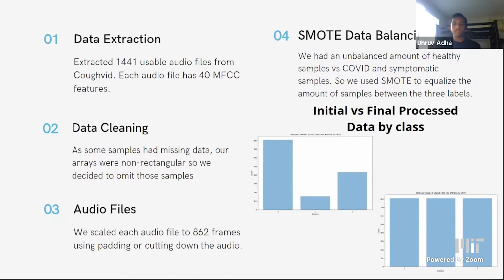The third step for pre-processing our data was to clean our audio files. Each of the coughs had different lengths, some were longer, some were shorter. As a result, we scaled our audio files to 862 frames, using either padding to increase the length or cutting the audio down to 862 frames. Our fourth and final step to pre-process our data was data balancing. As you can see on the bar chart to the left, we had a different amount of healthy, COVID-19, and symptomatic cases, and in order for our model to work best, we needed an equal amount. As a result, we used SMOTE to equalize the number of samples, and we got our data in the bar chart resulting on the right.